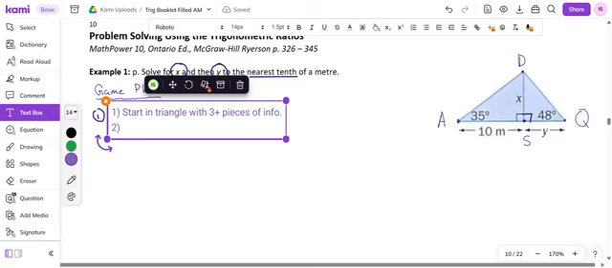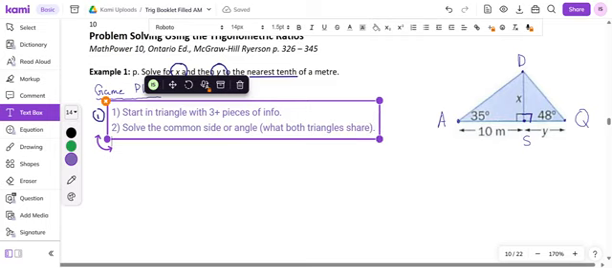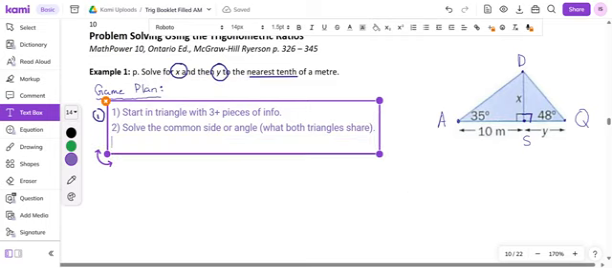So step 2, solve the common side or angle. What both triangles share. Okay, this is the strategy for all cases where you have two triangles stuck together. And now that I have some information for the second triangle, I can solve for unknown in second triangle.